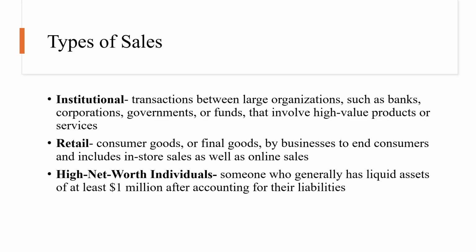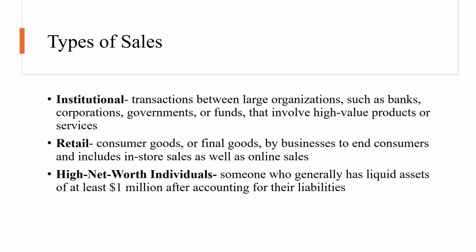First off, what are the types of sales? The most common types are institutional, which is transactions between large organizations such as banks, corporations, governments, or funds that involve high value products or services. An example of this would be B2B sales, which is just business to business sales. That means a business is paying another business to sell their goods.